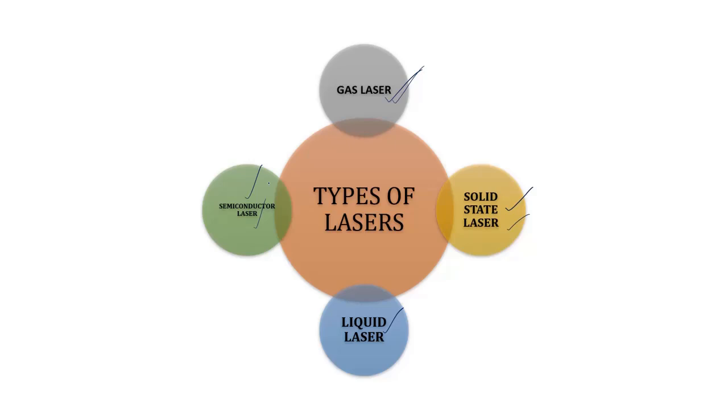Types of lasers. There are several types of lasers. Based on the active medium, they are classified as solid state lasers, gas lasers, liquid lasers, and semiconductor lasers. Ruby laser and Nd:YAG lasers are solid state lasers. Examples of gas lasers are CO2 laser, helium neon laser, and argon ion laser. Gallium arsenide laser and indium phosphide laser are semiconductor lasers.